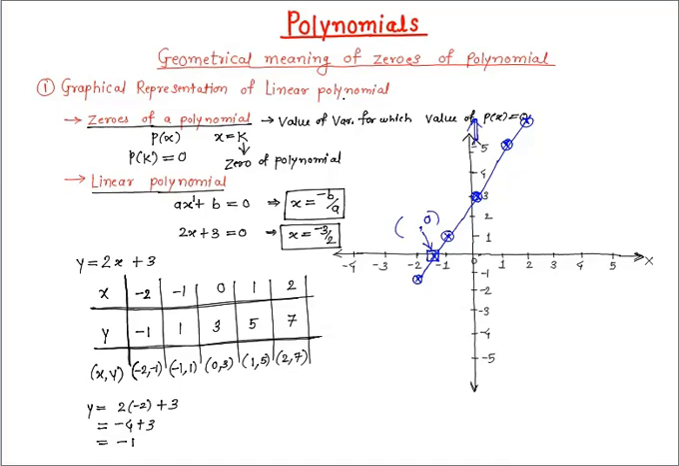And since it is cutting the x-axis at a point between -1 and -2, what will be the x-coordinate? It is the average of -1 and -2, so it will be -3/2. So this is the x-coordinate of this point, -3/2. This x-coordinate of a point, -3/2, is called a zero of a linear polynomial. This is how we find the zero of a polynomial using a graph.